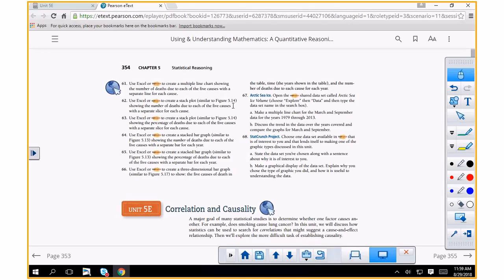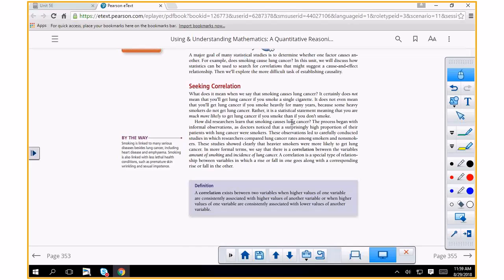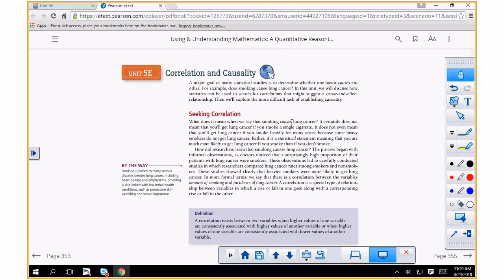Okay, this is a good subject. Okay, correlation and causality. What the heck is this? Well, it's a very good one.